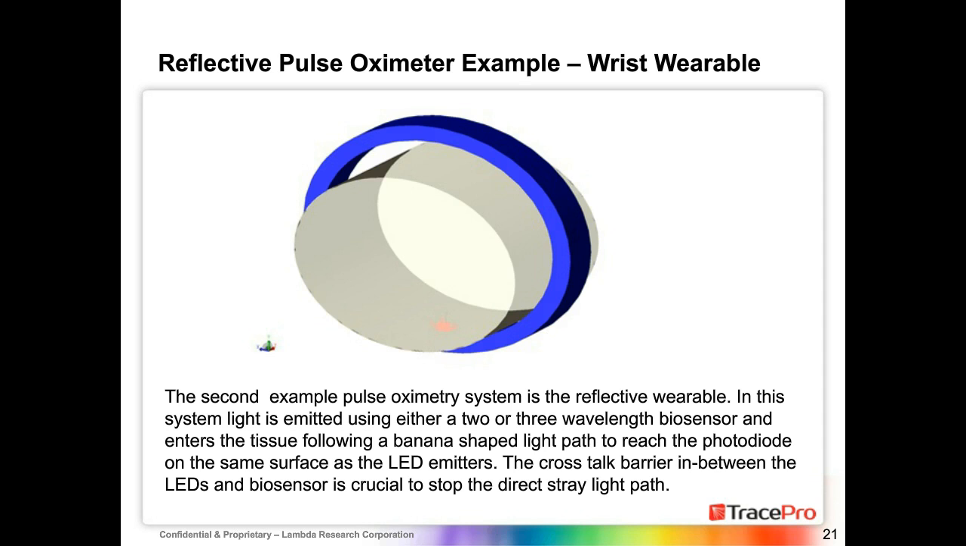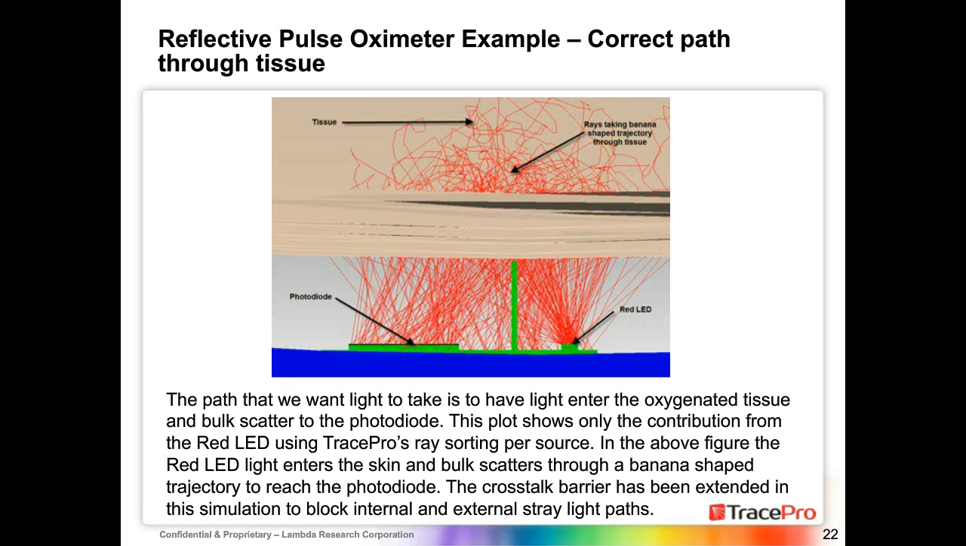Well, pretty much what's happening there is this scenario. This is the correct path that we want to see. We want to see the light coming from the LEDs on the right-hand side, go into the tissue, then bulk scatter through that tissue in sort of a banana-shaped trajectory, come back over, and then get back to the photodiode. This is what we want to have happen. This is the only way that we're going to get correct SpO2 ratio. This is the only way we're going to get the answer that we really want.